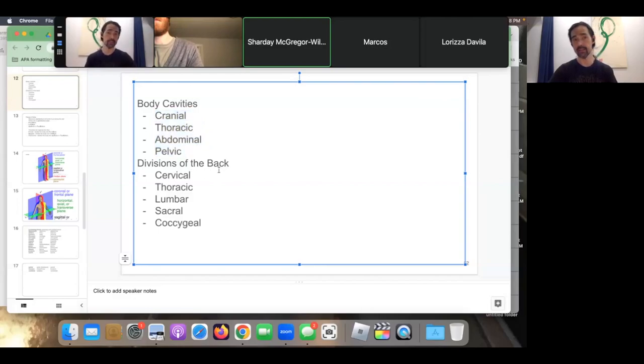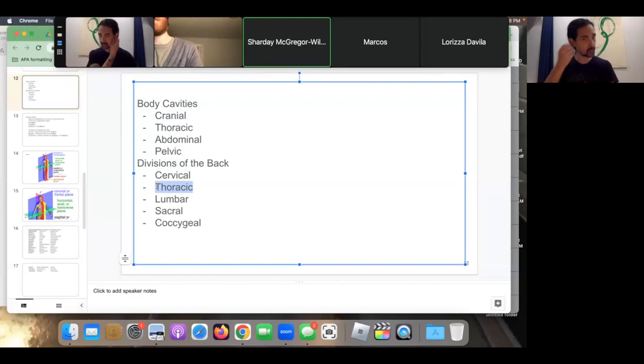Divisions of the back, right? Cervical for the neck, thoracic for the mid back, and lumbar for the lower back, sacral for the sacrum, coccygeal for the coccyx. Patients will say to you all the time, I have back pain. And what they mean is pain somewhere in the thoracic region.